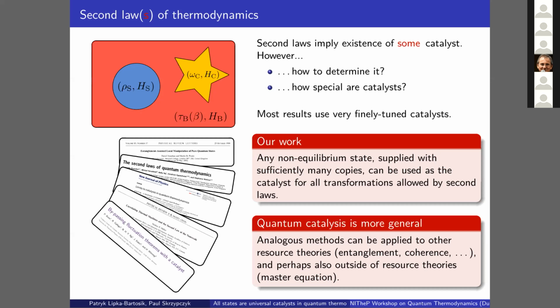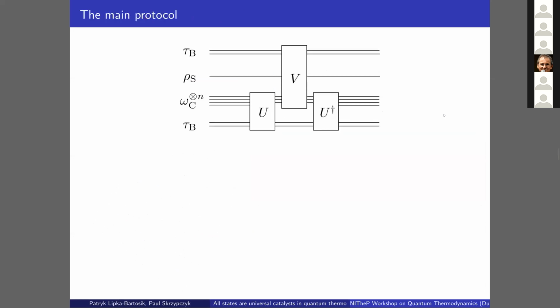Okay, so with this, let me now move on to presenting our main protocol, which essentially allows us to use any multi-copy state as the catalyst for any transformation. So let me denote with omega C an arbitrary block diagonal, but otherwise arbitrary, state of the catalyst. And remember that our goal is to transform rho into a state sigma without disturbing this catalyst. And the only thing we know about rho and sigma is that they satisfy the second laws.